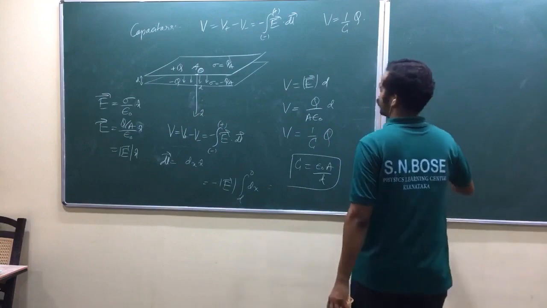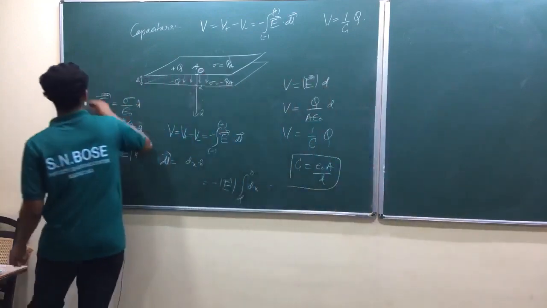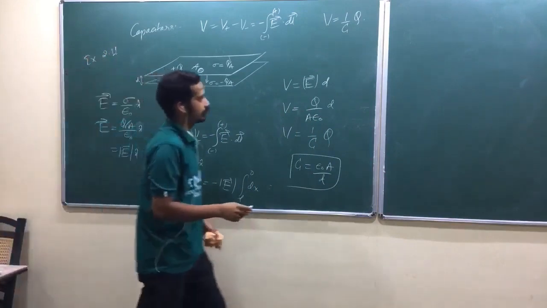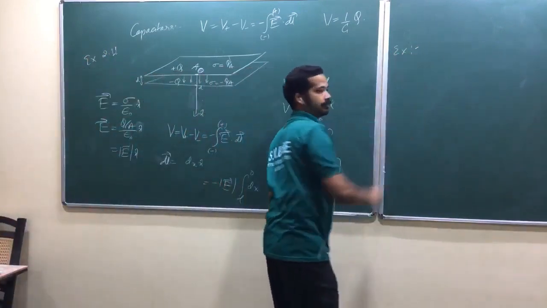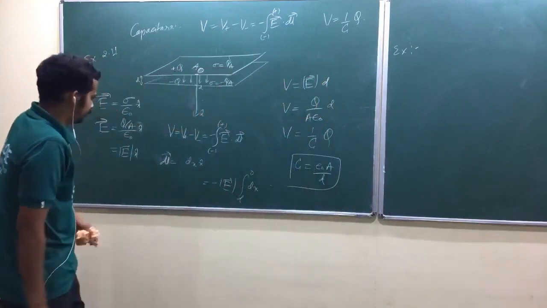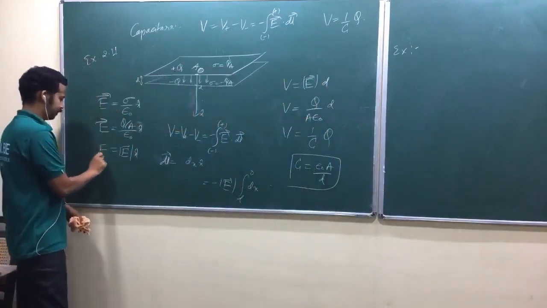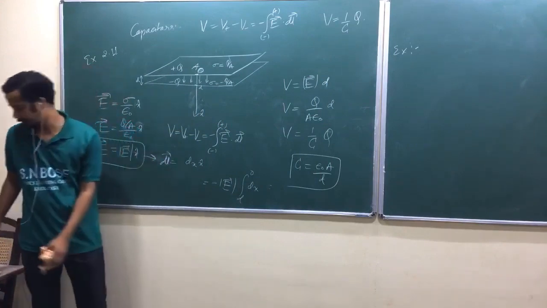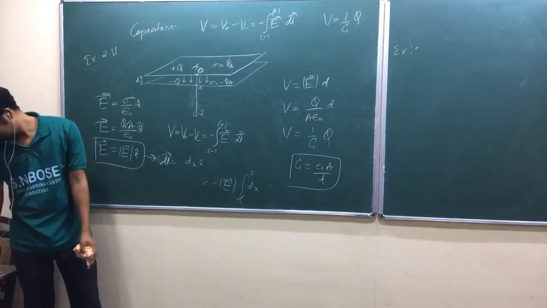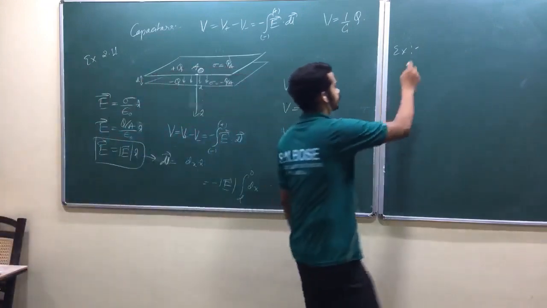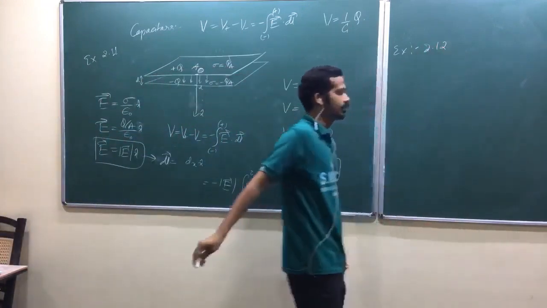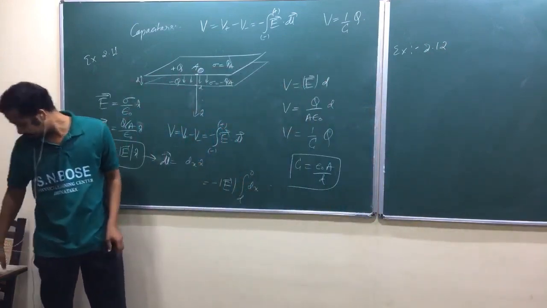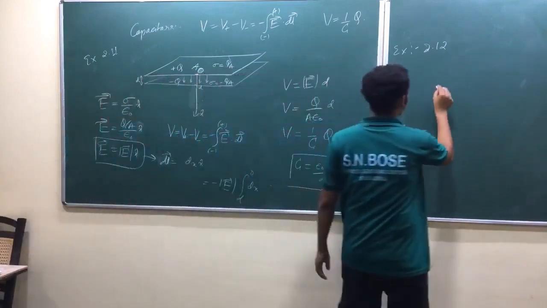Okay. Let me take one more example. This is example number 2.11, or the 11th example. Let me take one more example. Use this idea, the last idea. Example 2.12. Find the capacitance of two concentric spherical metal shells of radii A and B.